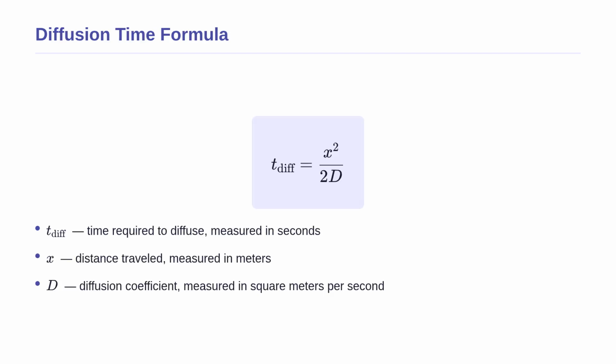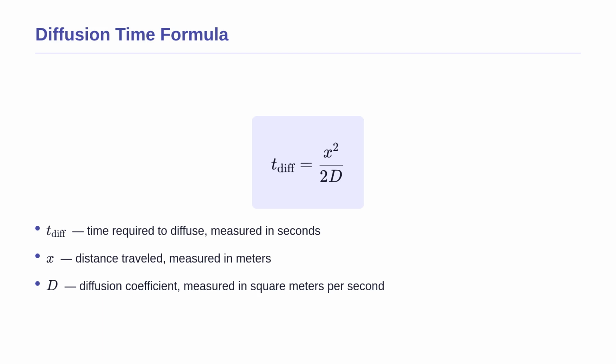To understand this limitation, we can look at the mathematics of diffusion. This formula calculates the time required for one-dimensional diffusion. The variable T sub diff represents the time required for a molecule to diffuse, measured in seconds. The variable x represents the distance traveled, measured in meters.